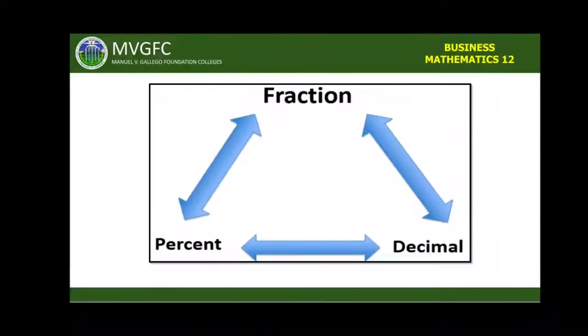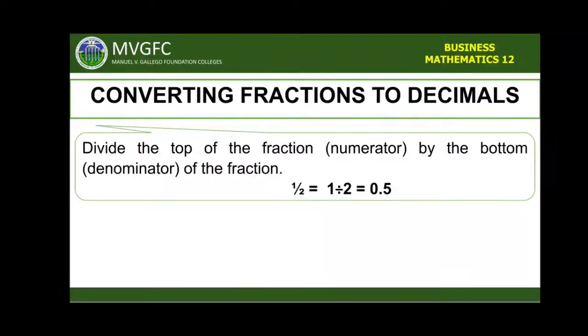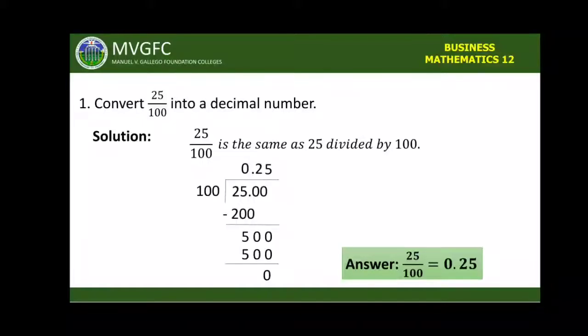Fractions can be converted into other forms. Fraction to decimal, decimal to percent, percent to fraction, and so on and so forth. Let us now convert fractions into decimals. In converting fractions to decimals, we need to divide the top of the fraction, or what we call the numerator, by the bottom or the denominator of the fraction. For example, we have 1/2 that is equal to 1 divided by 2. And the answer is equal to 0.5 or 5/10. Let us look for other examples.